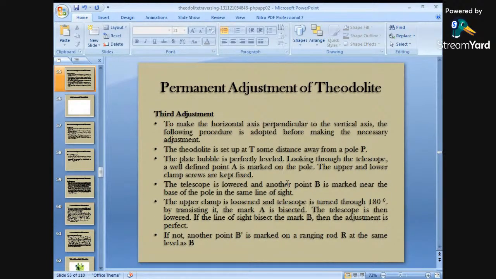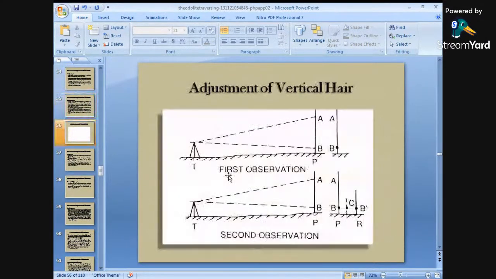Now looking through the telescope, a well defined point A is marked on the pole. The upper and the lower clamp are kept fixed. With the help of the clamping screw, you take a reading observation, and point A has been fixed on this ranging rod.